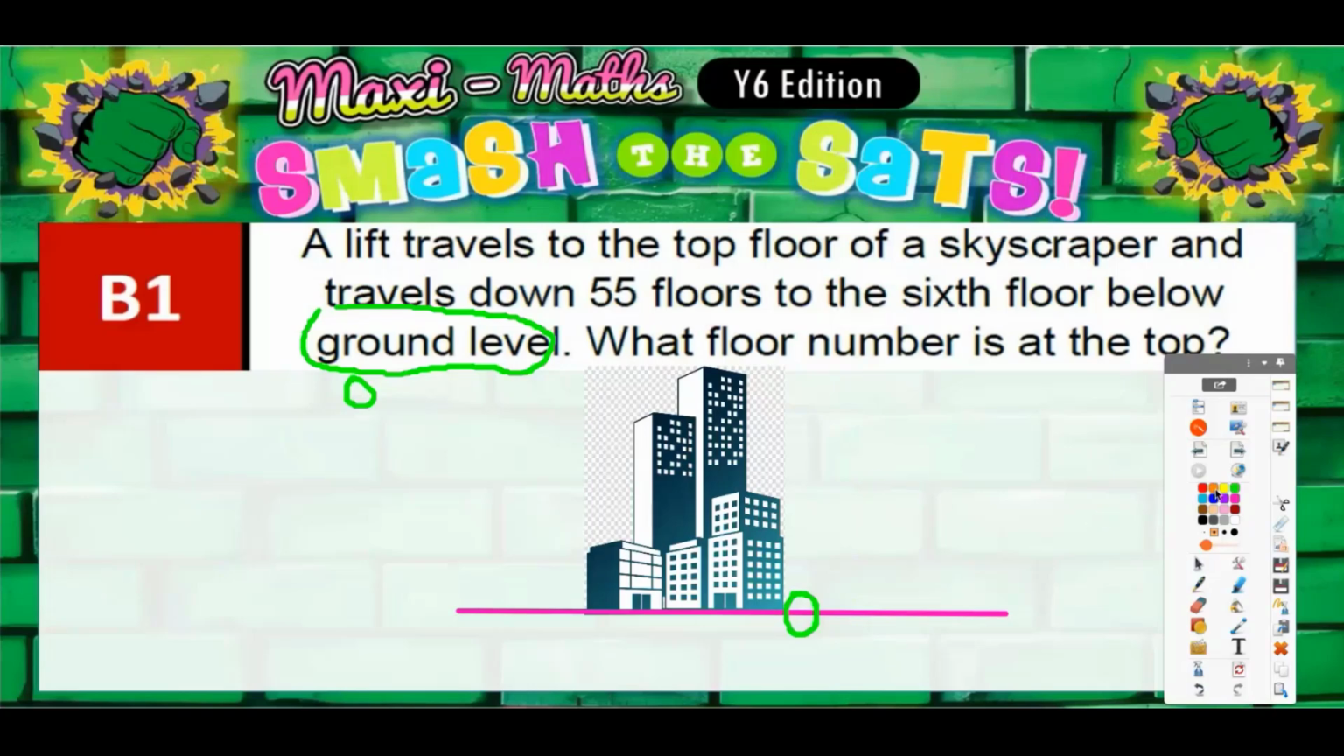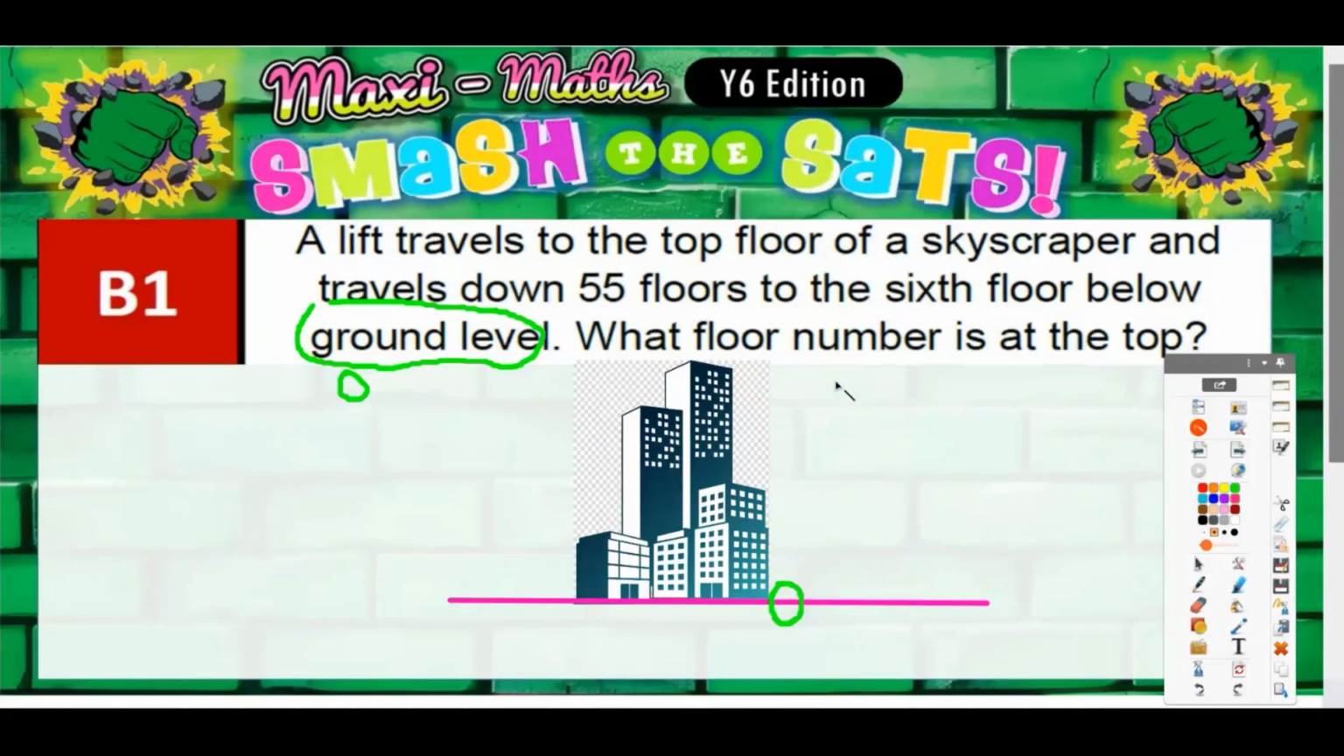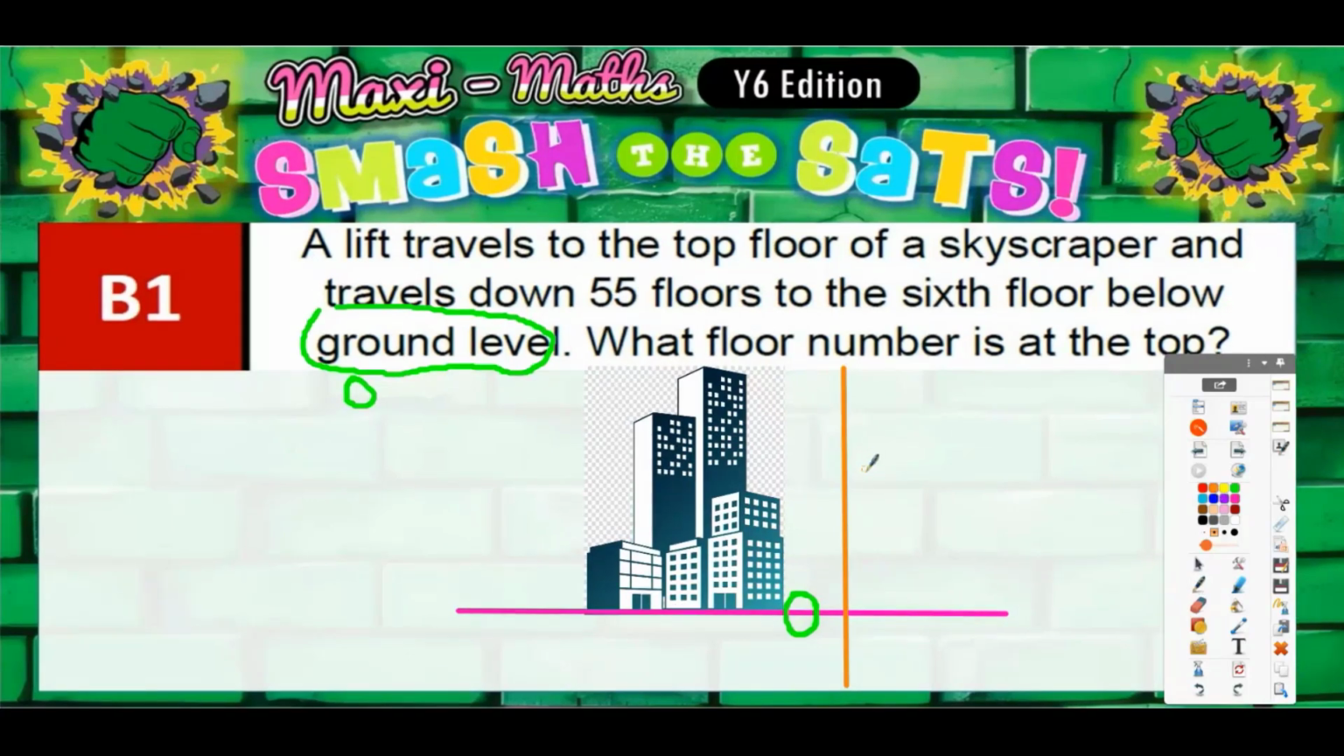But what we're told is that the whole journey is 55 floors. Let's just do that in a different color. So the whole journey is 55 floors. So we could just put a 55 on that from top all the way down to below ground level. But we are told that when it gets that 55 floors, that is at the sixth floor below. So that the bottom would be level with -6.